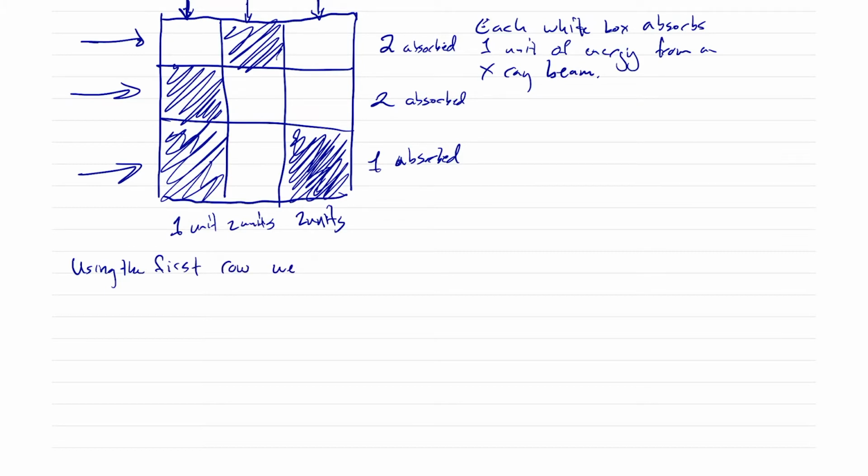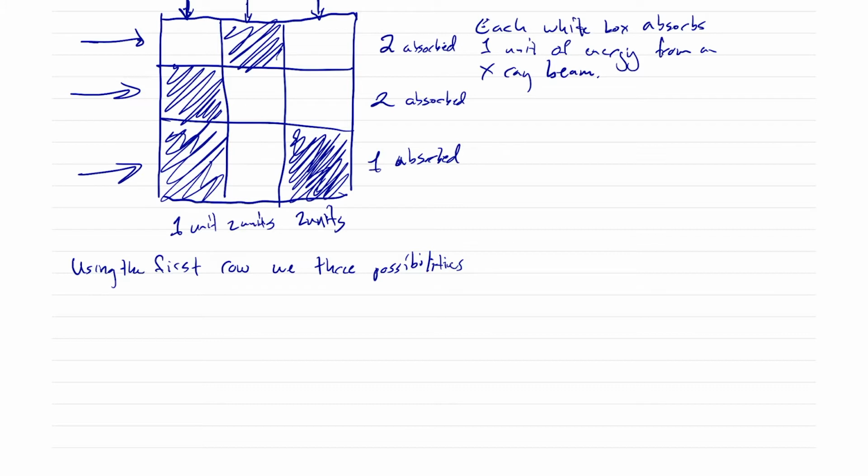Just using the information that we have from here, using the first row, we get 3 possibilities. I can't spell possibilities, apparently. Seems like half this lecture is me spelling things weird.